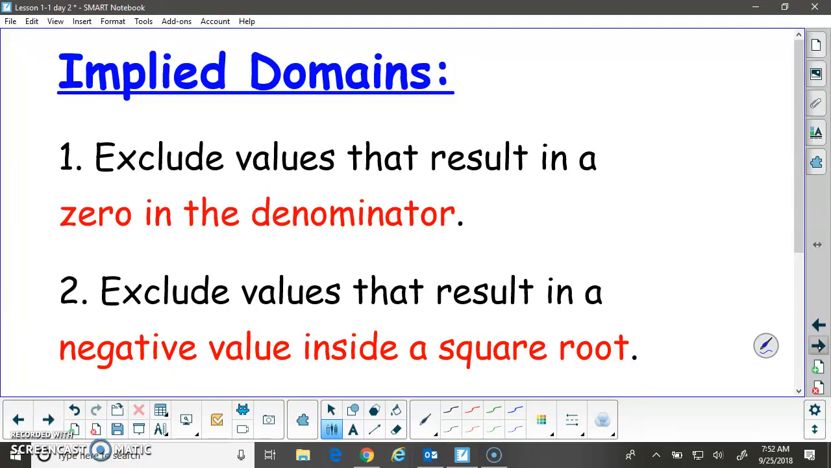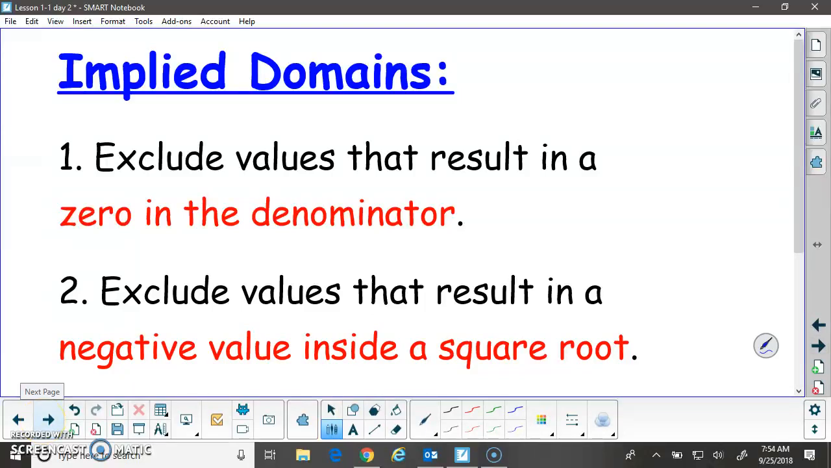So here are 2 rules that I'd like you to write down someplace for notes. These are rules that we're going to use as we talk about domains. Remember, domain is your collection of inputs. The first rule is to exclude values that result in a 0 in the denominator, because you can't divide by 0. The other one is to exclude values that result in a negative value inside of a square root, because you can't take the square root of a negative. So jot down those 2 rules someplace.